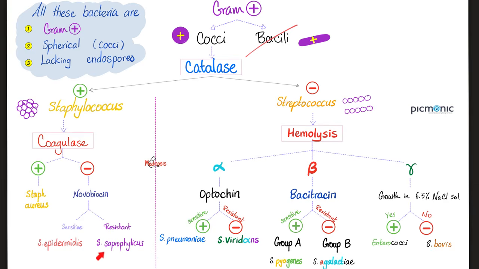And this distinction is based on what? Whether you are novobiocin sensitive or resistant. What is novobiocin? It's a medication, an antibiotic. It is supposed to kill the bacteria. Yes, if it kills the bacteria, it was epidermidis. If it did not kill the bacteria, i.e. the bacteria is resistant to this antibiotic, then we're talking about Staph saprophyticus.